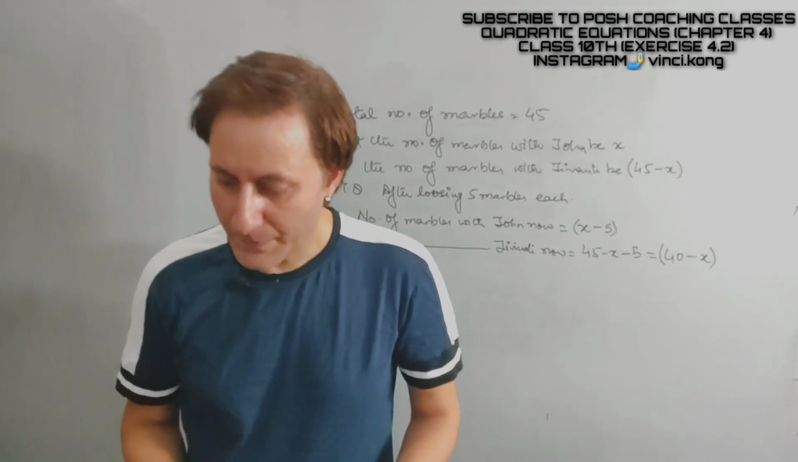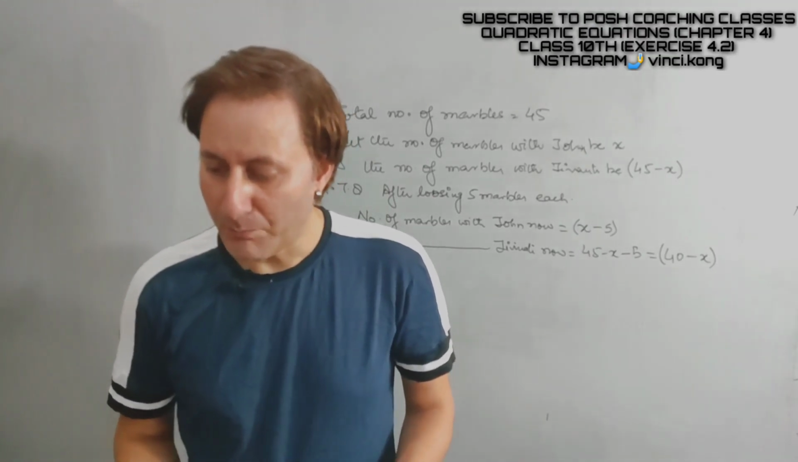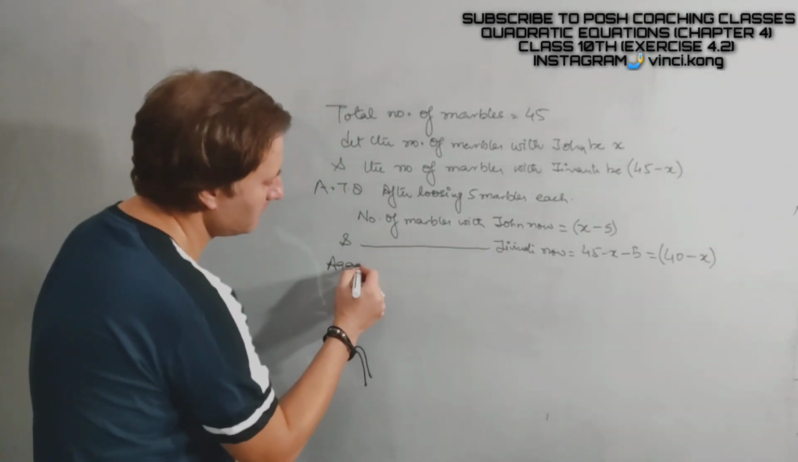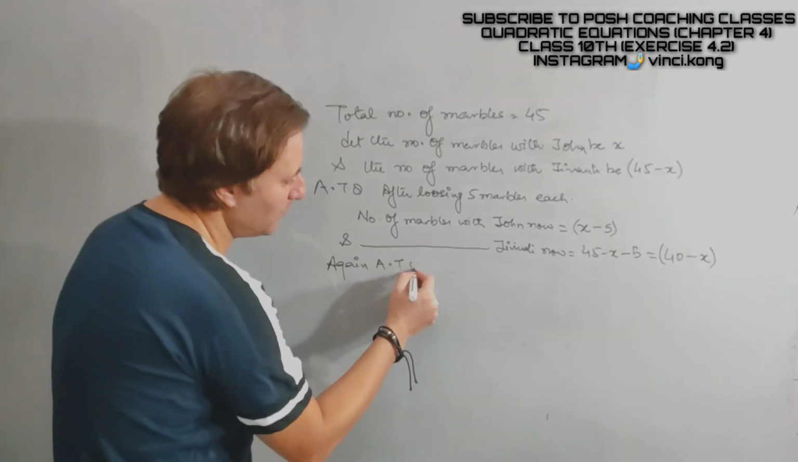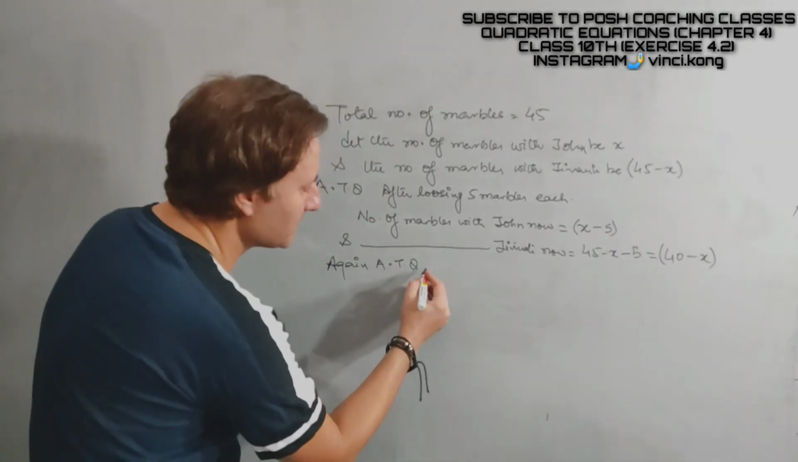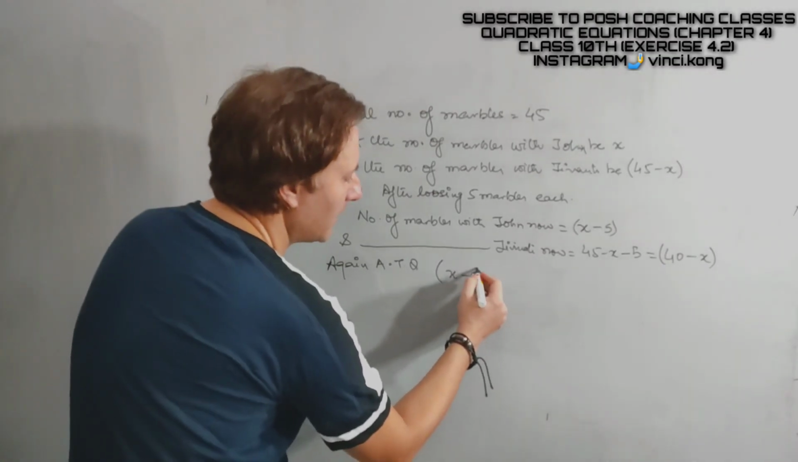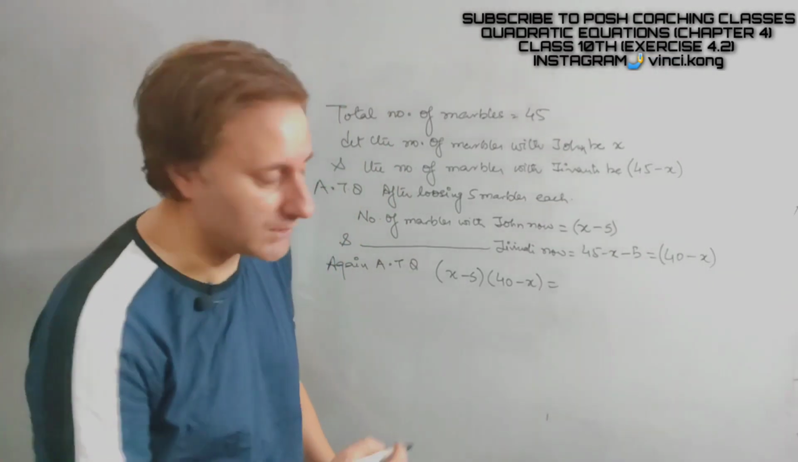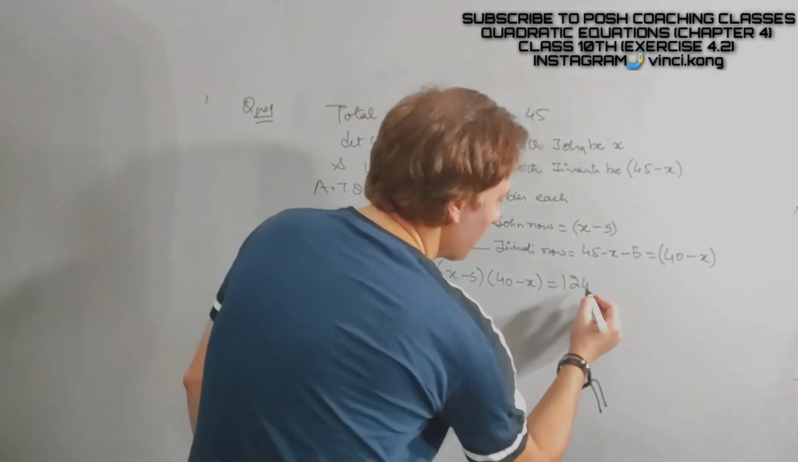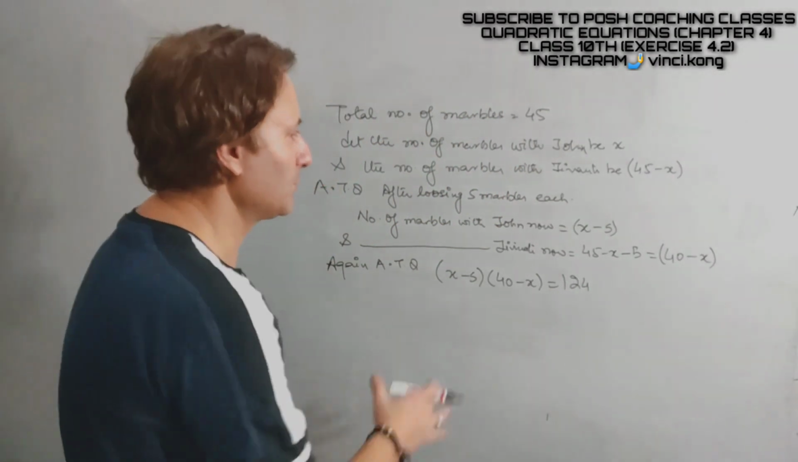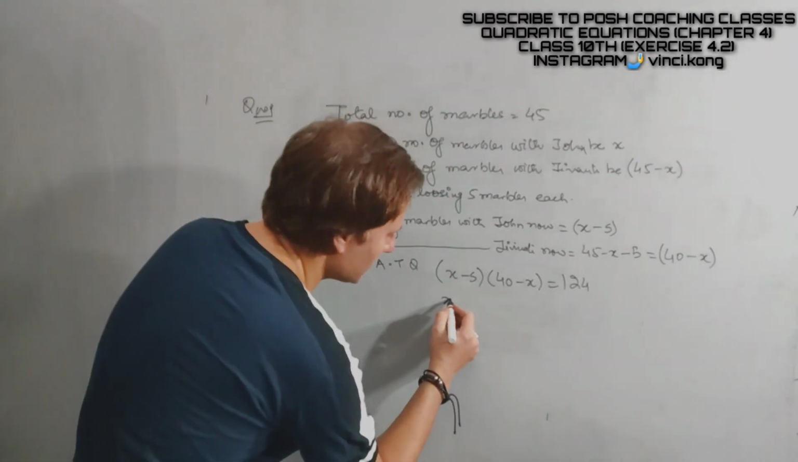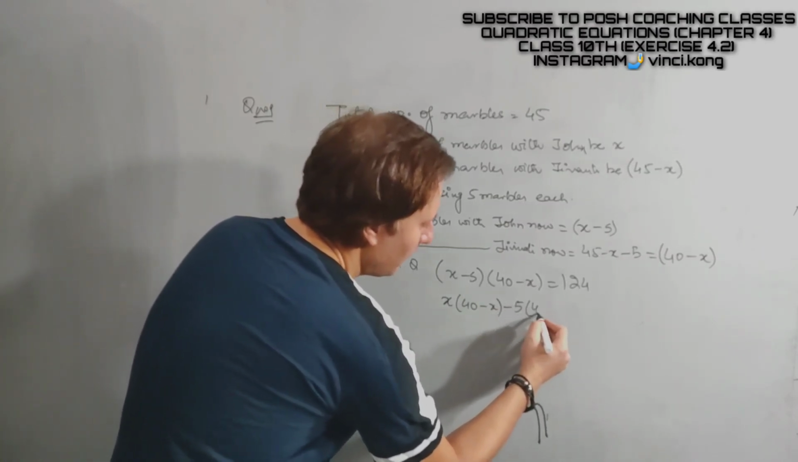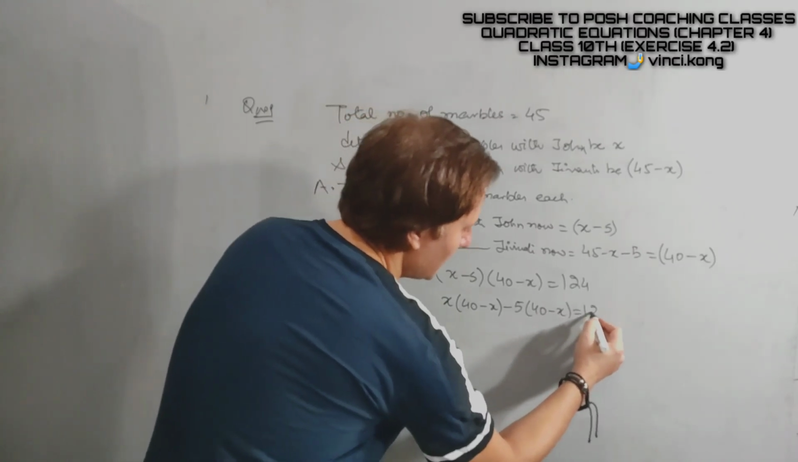Now what does it say? And the product of the number of marbles they now have is 124. Again, according to the question, the product of the marbles they have now, it is X minus 5 then 40 minus X. It says it's 124. Okay, so let's try and solve this. So this is done now. Let's multiply it. It is X times 40 minus X, then minus 5 times 40 minus X is equal to 124.